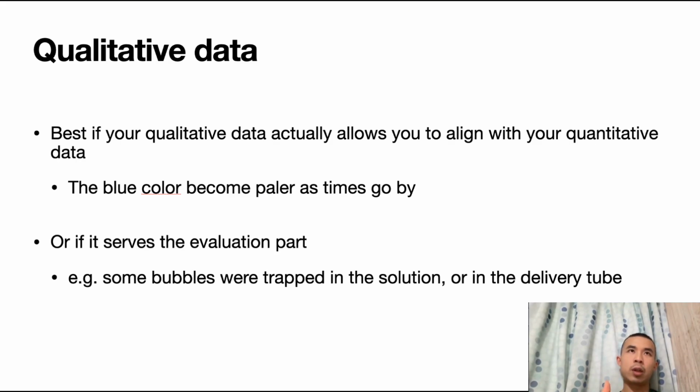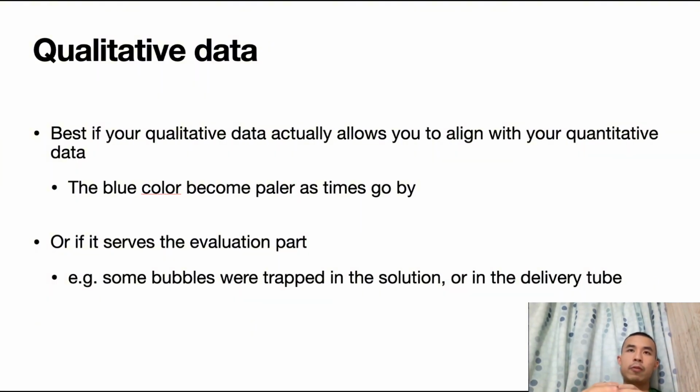For example, if you are addressing or monitoring the rate of reaction by monitoring the color change of a copper 2 solution, and you realize that the concentration goes down using the spectrometer, qualitative data aligns when you actually mention that the blue color becomes paler as time goes by. And in this case, that is aligned, and it is actually pretty good to write down. Okay, or if it serves the evaluation part.